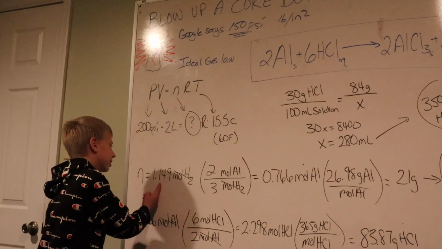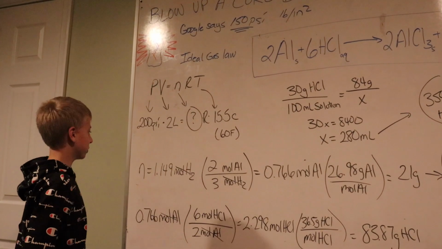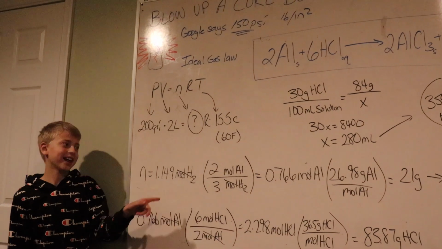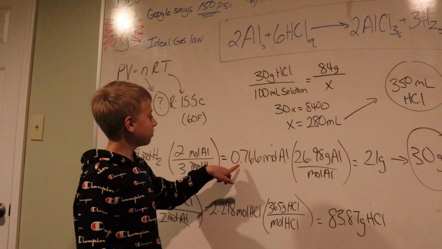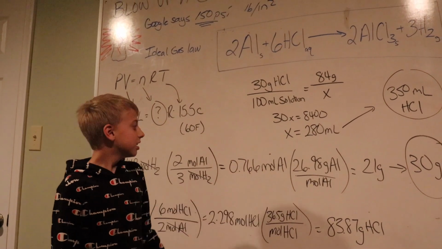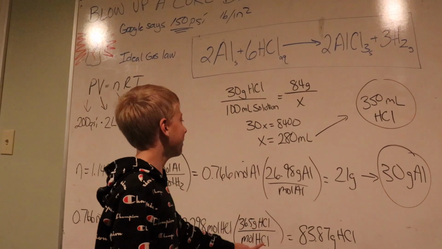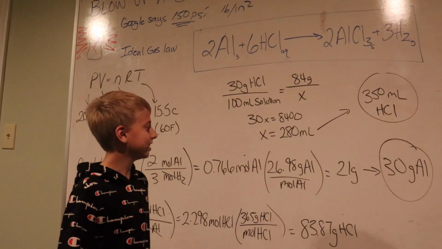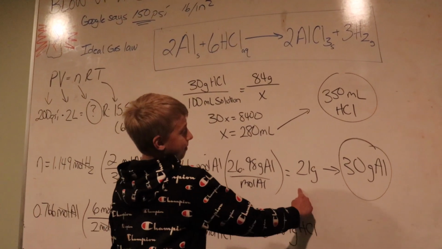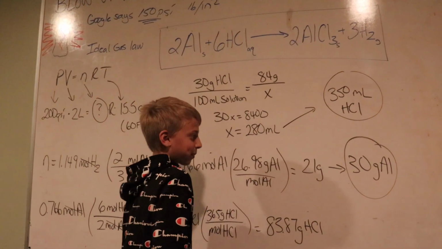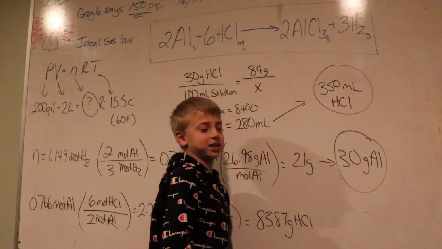And so what we did with the mole is we found out on Google that it's that. So then we did cross multiplication and we got 7.66. So then we did that over a mole, we got 26.98 grams aluminum equals 21 grams. So what we just thought, just to play safe, go to 30.